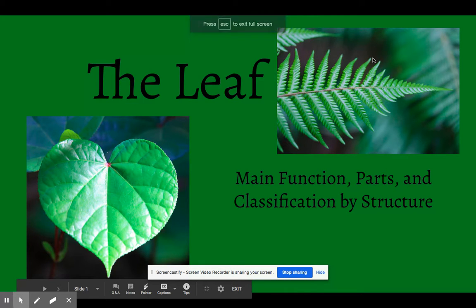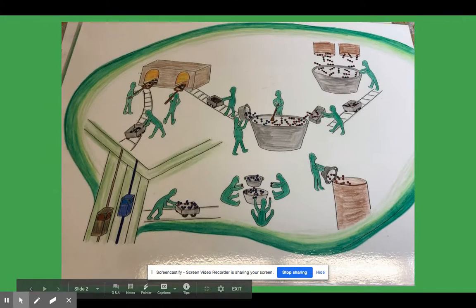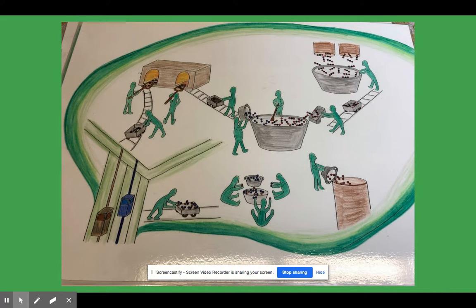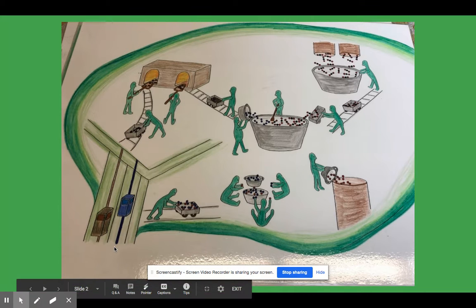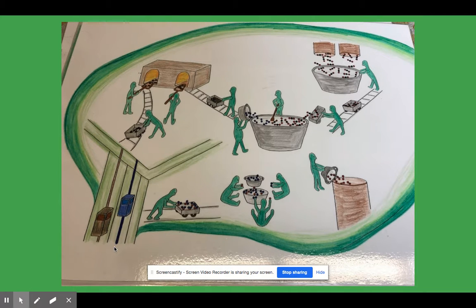The leaf. I want to tell you a little story about the leaf. Each leaf contains water, and in each drop of water, there are two particles. There are two hydrogens, and there is one oxygen.